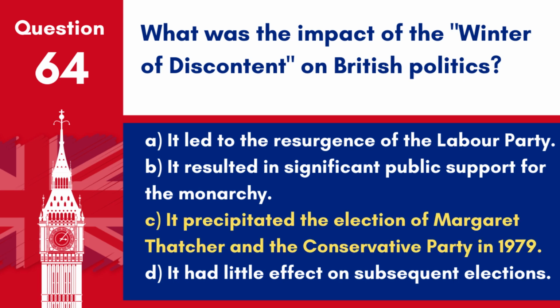Answer C. It precipitated the election of Margaret Thatcher and the Conservative Party in 1979. The Winter of Discontent, characterized by widespread strikes and public sector unrest, contributed to the defeat of the Labour Party and the rise of Thatcherism.